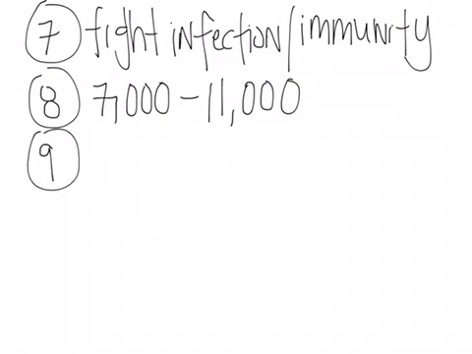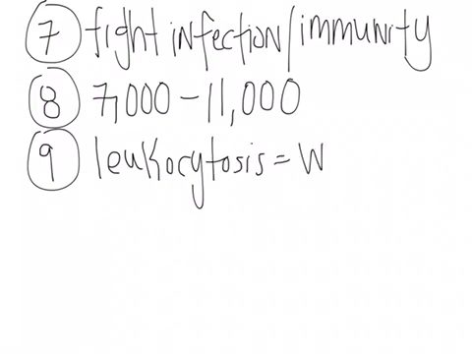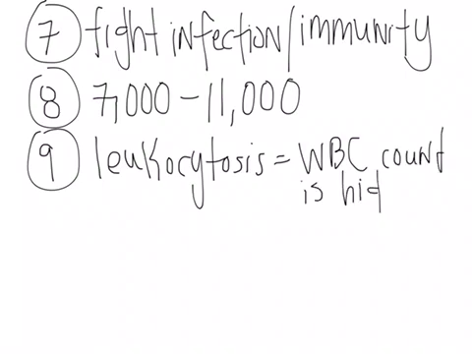Question 9 says differentiate between leukocytosis and leukopenia. Leukocytosis is when your white blood cell count is high. Remember, we said it should be between 7,000 and 11,000. Anytime you get above that 11,000 could be leukocytosis. This just indicates an infection. Your body is trying to fight something off, so it doesn't necessarily mean a bad thing. It means your body's working to fight something off.